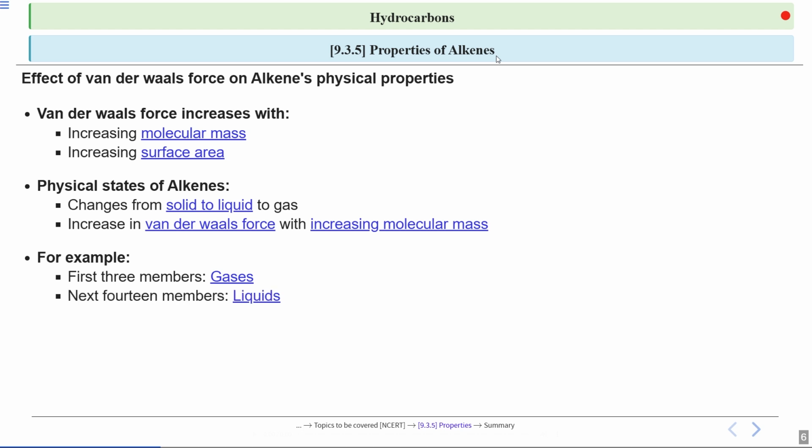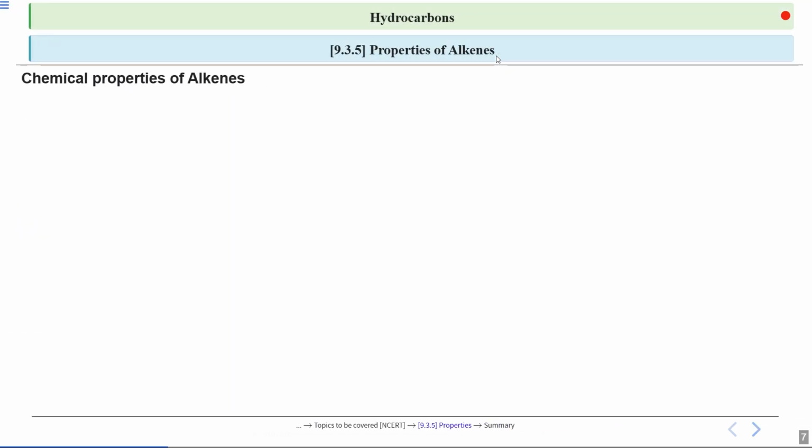Then after that, the next 14 alkenes which have a longer carbon chain are liquids. Their larger molecular mass and greater surface area mean stronger van der Waals forces, right? So the molecules are held together more tightly than in the gases, right? And lastly, the upcoming higher alkenes are solid in their physical state due to their higher molecular mass. So this was all about the physical properties of alkenes.